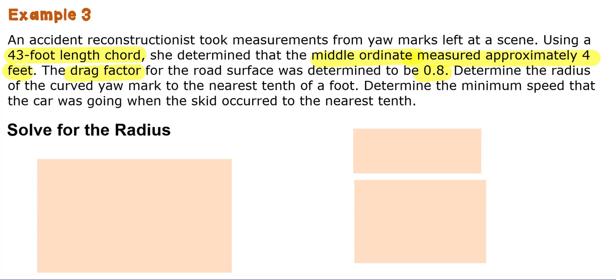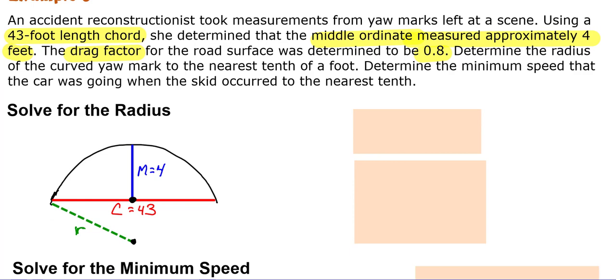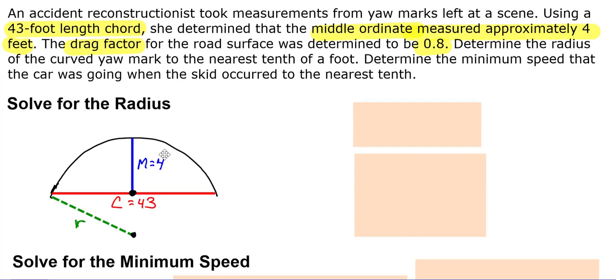So what I would do with something like this is I would draw it out, okay, and put the information they gave us. So the information they gave us is that the chord length, which is the red line, is 43. The middle ordinate, that's the perpendicular line in the middle that connects, is about 4 feet. And we know the drag factor is 0.8. So we would take our formula and we would plug in what we know.